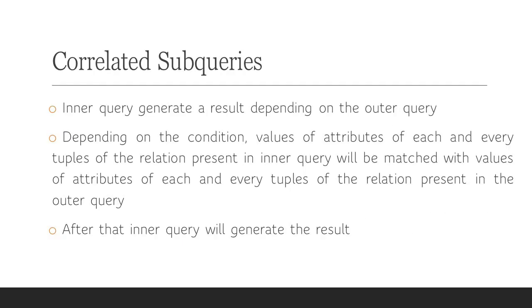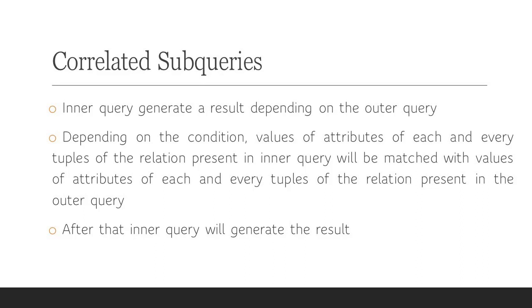A correlated subquery is a subquery where the inner query generates a result depending on the outer query. How does it depend on the outer query? Depending on the condition, values of the attribute of each and every tuple of the relation present in the inner query will be matched with the value of the attribute of each and every tuple of the relation present in the outer query. After that matching, those tuples which are selected will be my result for the inner query.